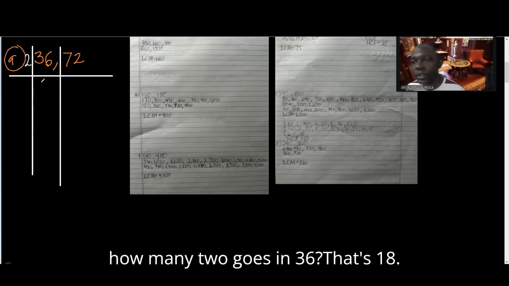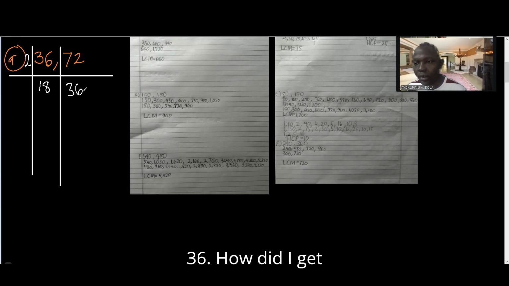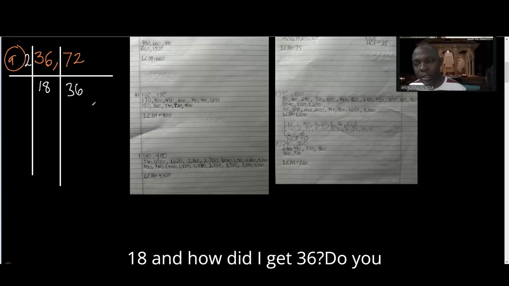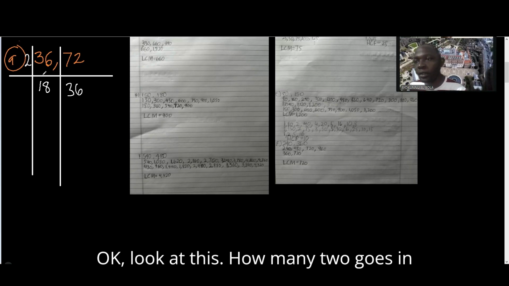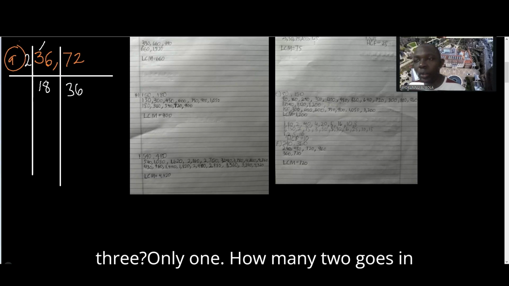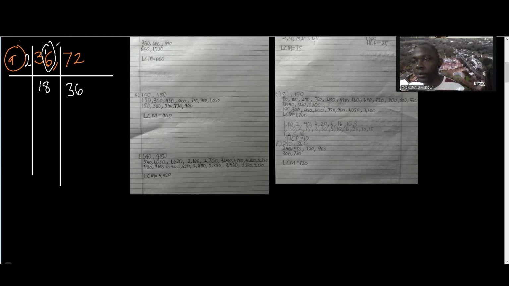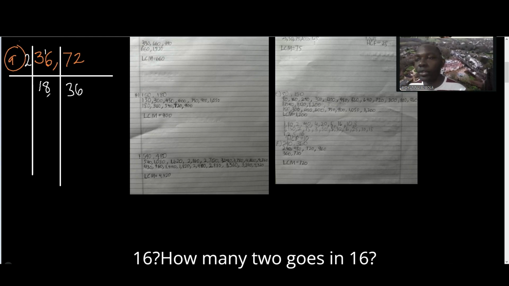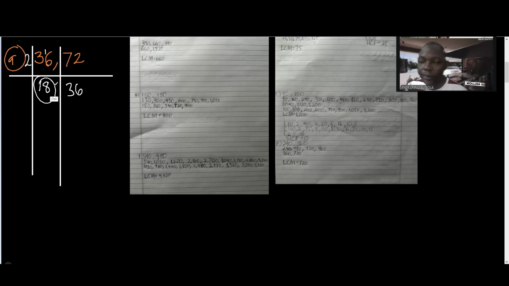So, how many 2 goes in 36? That's 18. How many 2 goes in 72? That's 36. How did I get 18 and how did I get 36? Do you know how I got them? No. Okay, look at this. How many 2 goes in 3? Only 1. Remainder 1, making 16. How many 2 goes in 16? 8. Do you understand how I got 18 now?